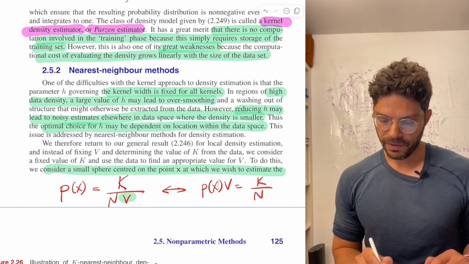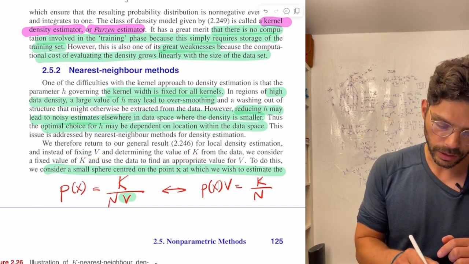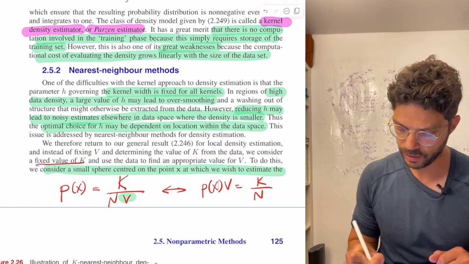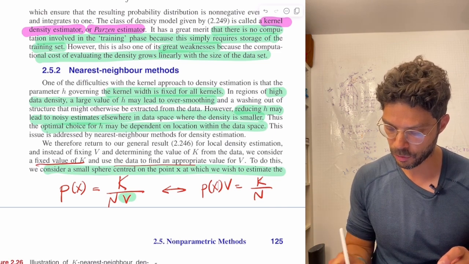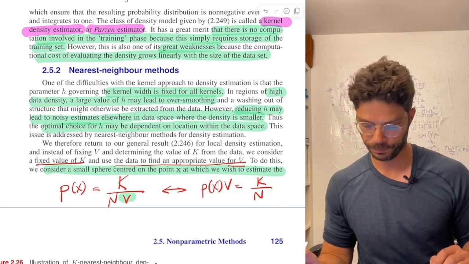Okay, and so instead of fixing v and determining the value of k from data, we consider a fixed value of k, and use the data to find an appropriate value of v. So k is fixed, v is going to expand or contract.